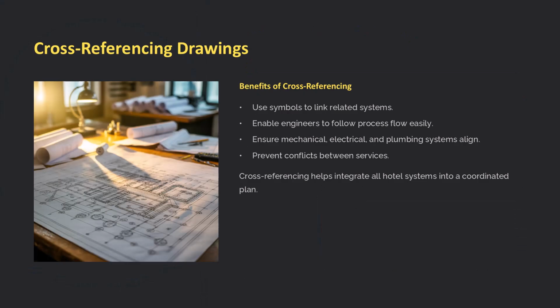Cross-referencing drawings. Cross-referencing means using symbols to connect related systems across drawings. It allows engineers to follow the flow of processes smoothly. For example, plumbing systems must align with mechanical layouts, and electrical systems must integrate with HVAC controls. Cross-referencing prevents conflicts between these services. It ensures that all drawings work together as one complete plan. Without it, overlaps and mistakes would occur during construction.